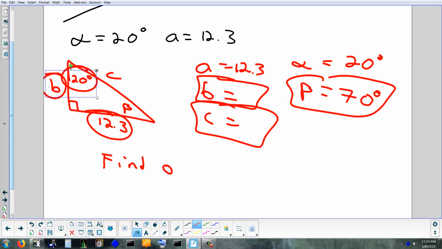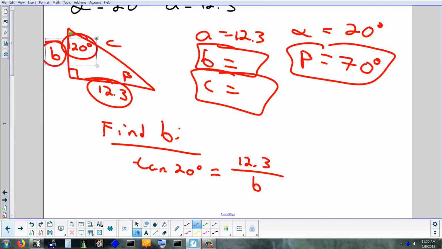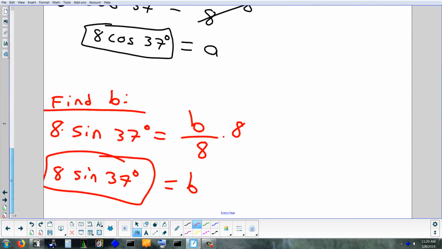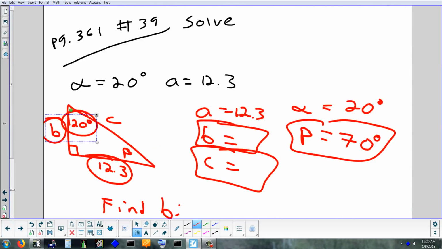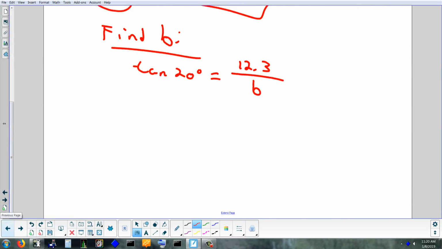So to find B, you've got tangent of 20 equals opposite over adjacent. Look what's different about the right-hand side. There's your opposite, 12.3. Here's your adjacent. What's different about the right-hand side in that equation compared to the right-hand side when we found A here and when we found B? Something's different. Yeah, the number is in the top and the variable is in the bottom.